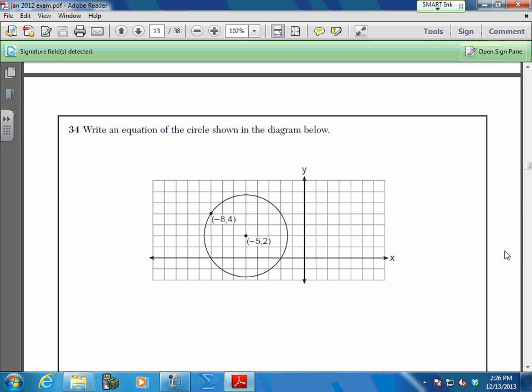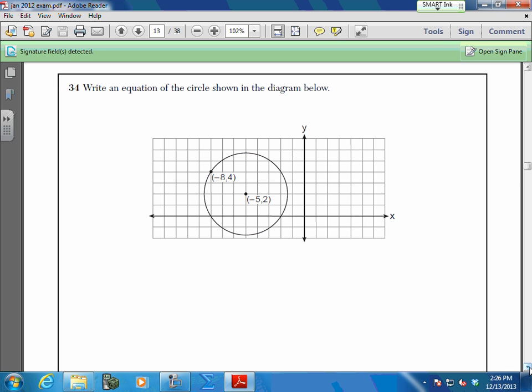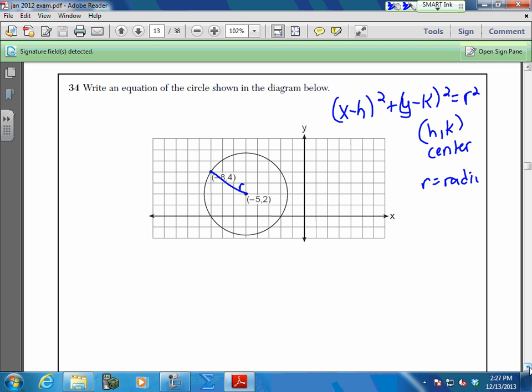Number 34 gives us a circle. It gives us the center, and it gives us an endpoint on the circle. From the center to the endpoint is your radius. So the equation for your circle, and we've been seeing this a lot, if you don't know this, put this on your formula sheet, where h and k is the center, and r is the radius. So you've got your center, this is your h and your k, but you need the radius.